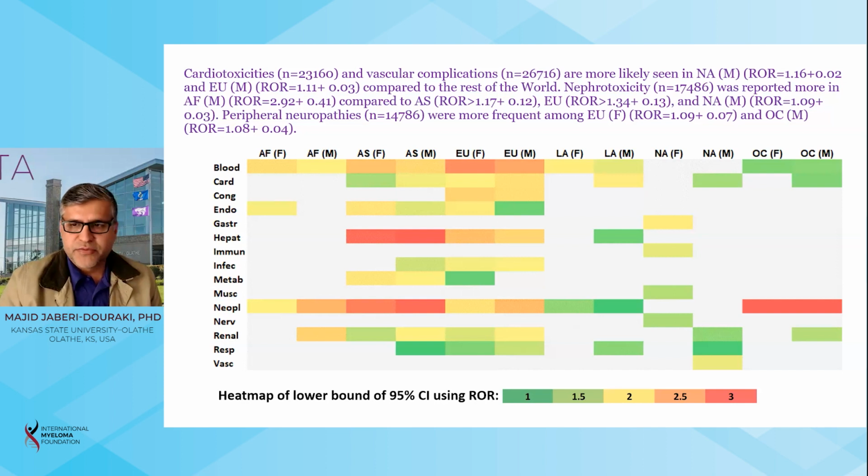Some other findings were also related to skin neoplasms. We found 5% skin neoplasms, and that was also very prevalent in Oceania and EU, while North America was the lowest among others.